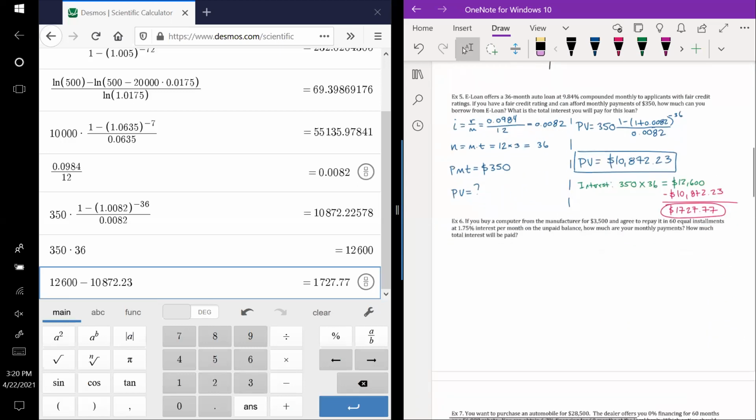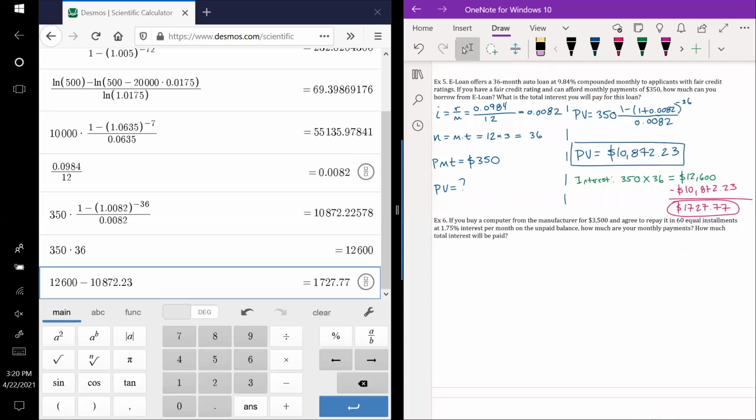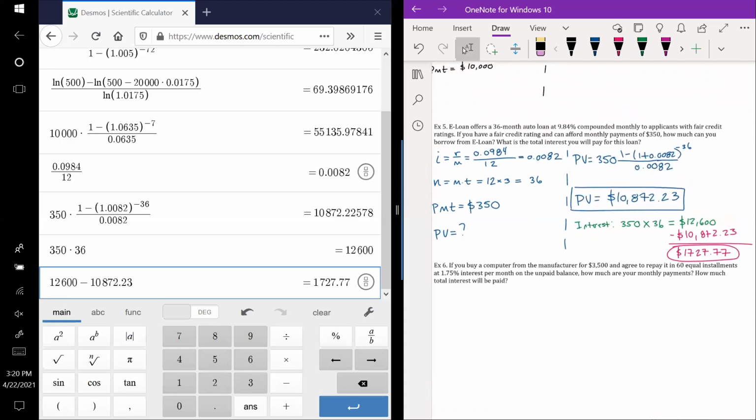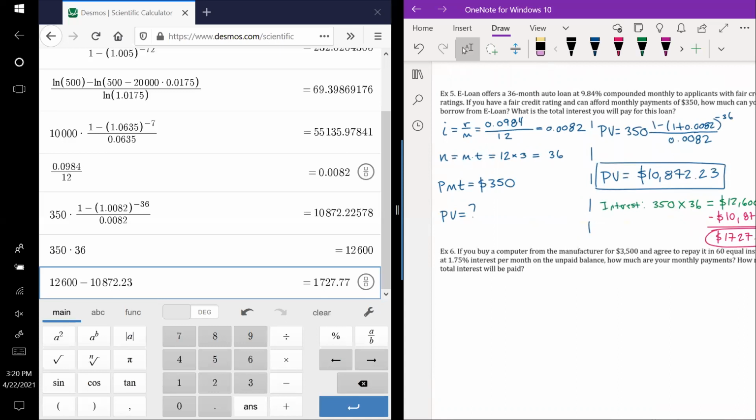All right, 6. If you buy a computer from the manufacturer for $3,500 and agree to repay it in 60 equal installments at 1.75% interest per month on the unpaid balance, how much are your monthly payments and how much total interest will be paid? All right. Well, these problems are nice because they're giving us I and N already.